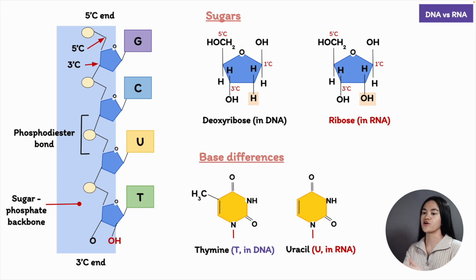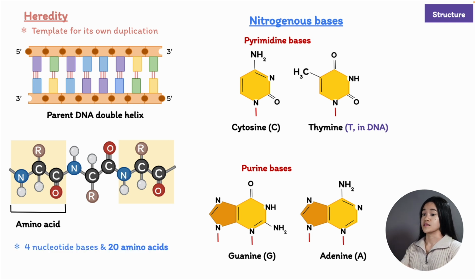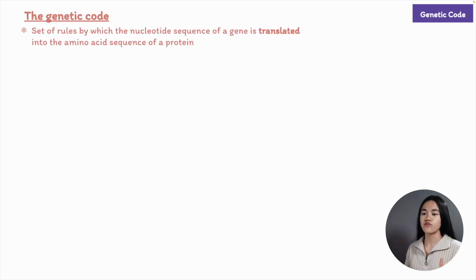So the language and form of the message are quite similar. But when it comes to converting the information from RNA into protein, we're switching languages and using different symbols. Because there are still only 4 nucleotide bases in mRNA, but 20 different types of amino acids in a protein. And this is where the genetic code comes in, which is the set of rules by which the nucleotide sequence of a gene is translated into the amino acid sequence of a protein.